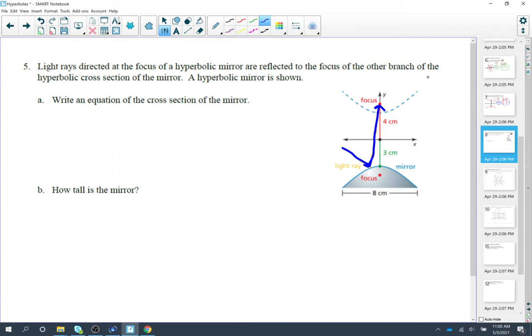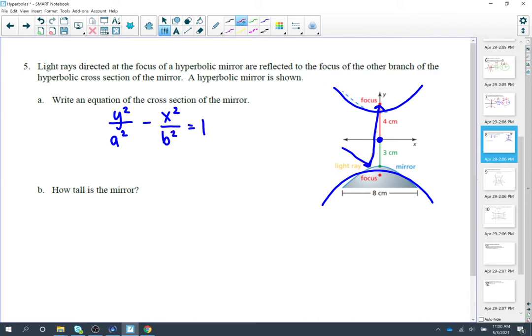Part A, write an equation of the cross-section of the mirror. So in order to write the equation, the first thing I'm looking at is the fact that this hyperbola is cutting through the y-axis. So I know this is going to start with a y squared. The next thing I'm looking at is that the center is going to be at the origin. So our standard form is going to look something like that.